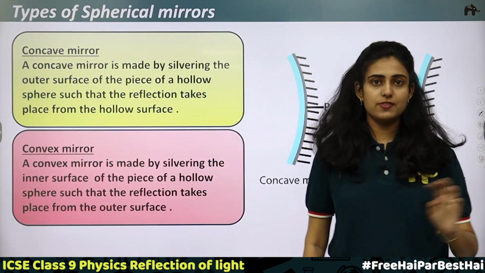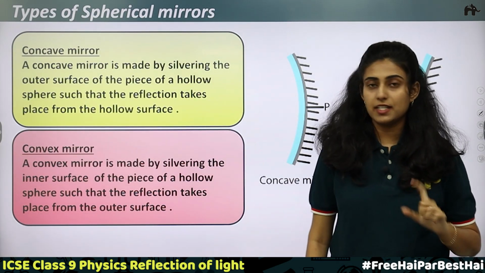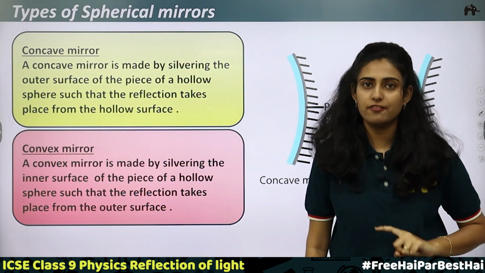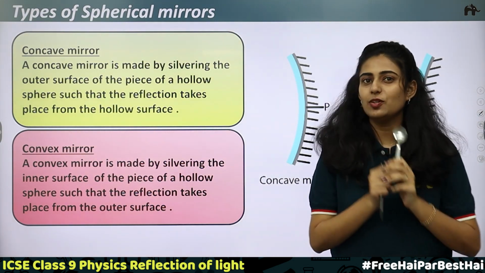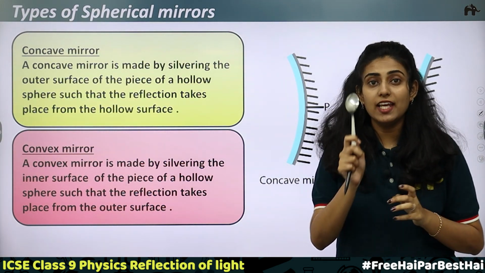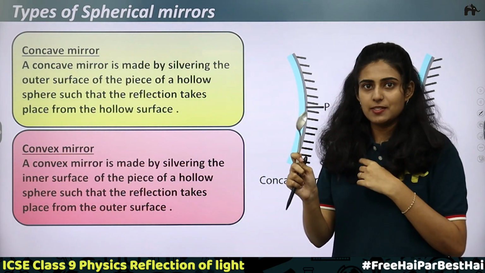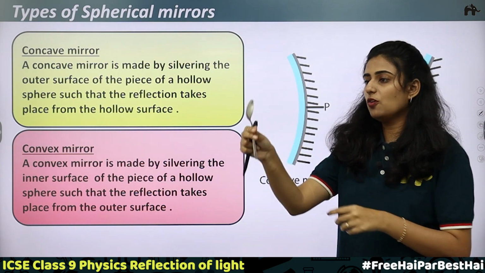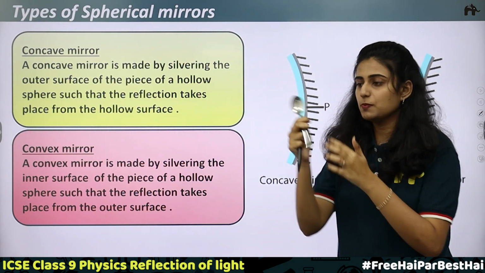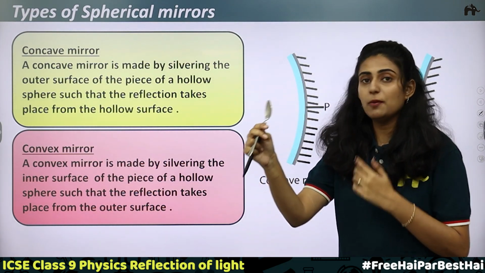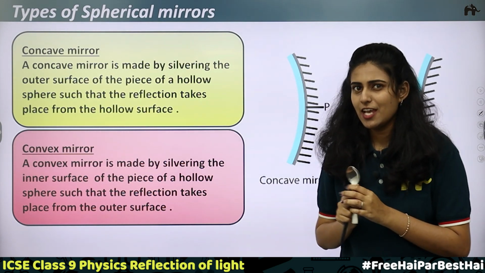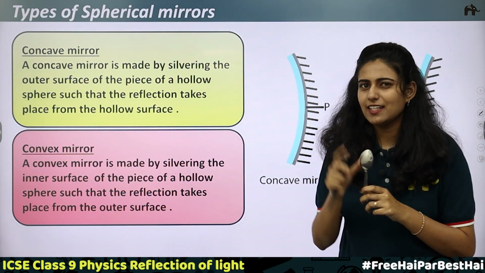Clear? Types of spherical mirror. There are two types of spherical mirrors. One is the concave mirror and the second is the convex mirror. To understand, you just need to take a spoon. When you take a steel spoon and hold it in front of you, you can see your image. When you hold the front side of the spoon, you can see your image. When you hold the back side also, you can see your image. When you check it, you will understand that there is a difference.